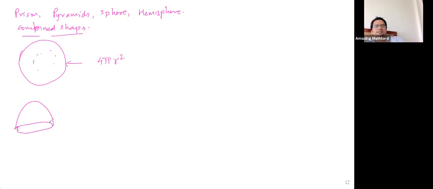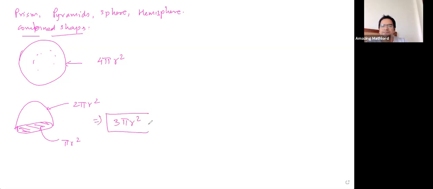Now remember that it's like an eggshell which is broken halfway, then this is not solid. But if it is solid, like a solid metal ball cut into two halves, what happens is that even this area is exposed. So this area is 2 pi r square and this area is pi r square. So in total, the total surface area becomes 3 pi r square. This is something which you need to remember.